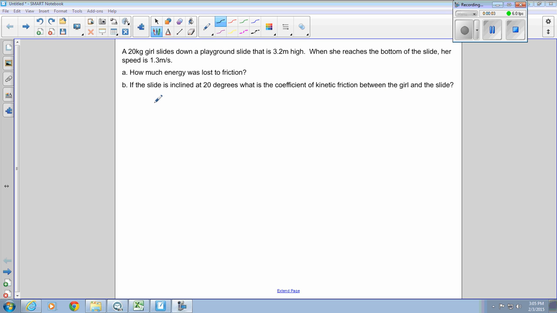Okay, for this example problem, we have a 20 kilogram girl sliding down a slide. They tell us what her speed is at the bottom, and we want to know how much energy was lost due to friction. And in part B, we're going to figure out what the coefficient of friction is.